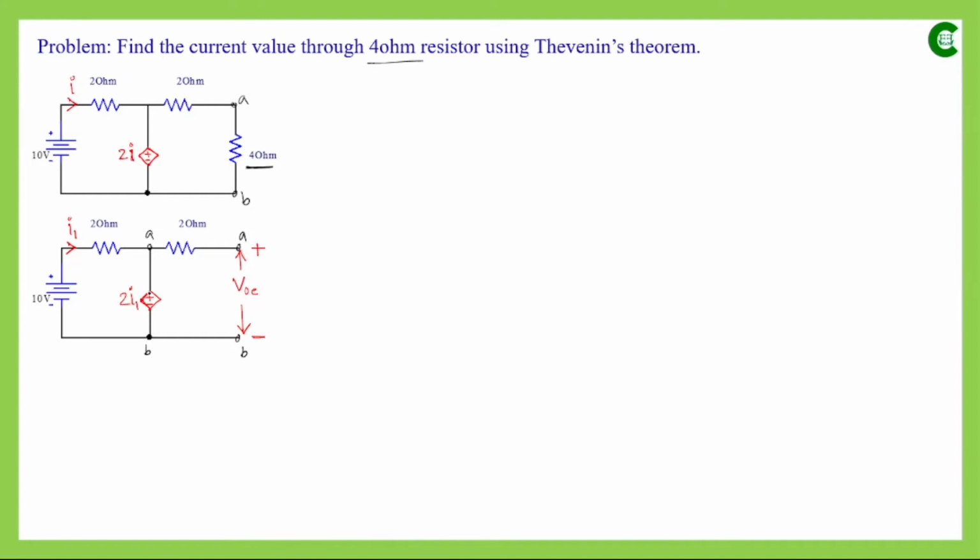Now to simplify or to find the value of I1, as we can see here in this part of the circuit, these three components are connected in series and they form a closed path or loop.